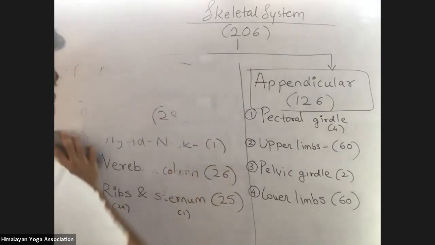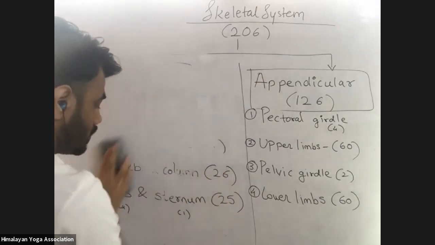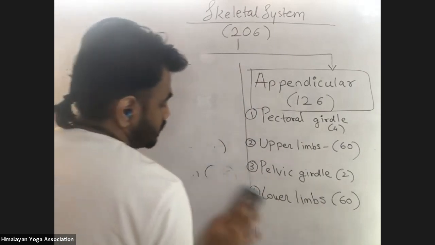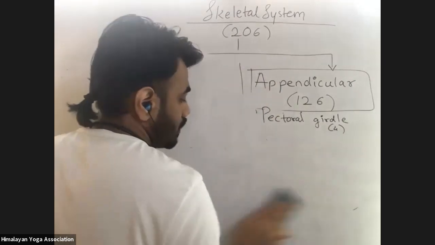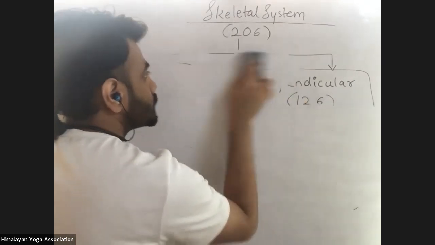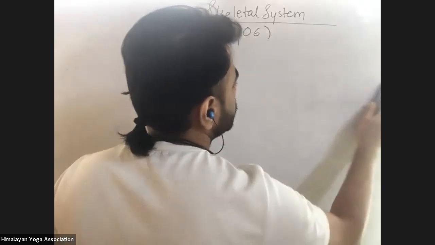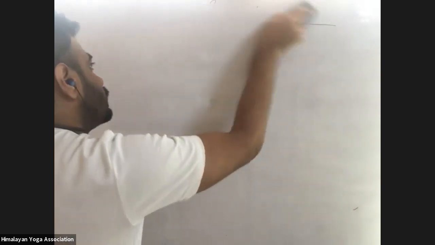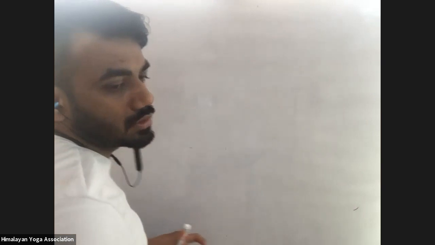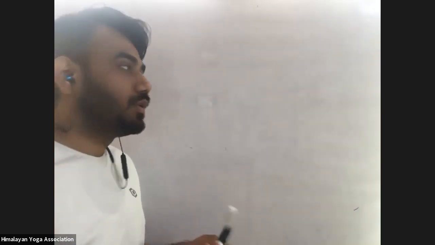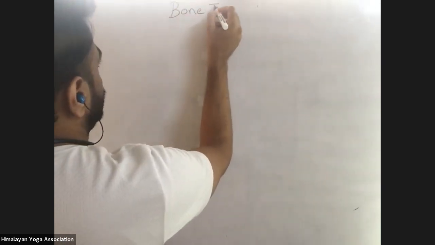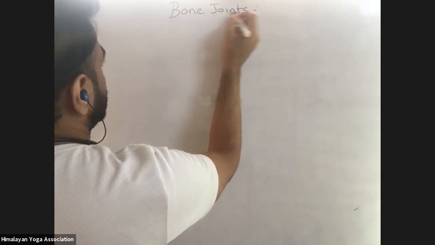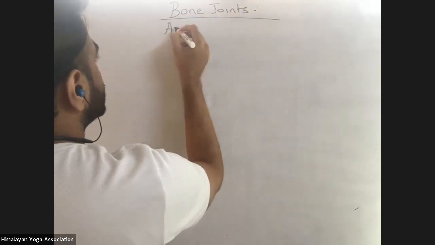I will erase this now and we will speak about bone joints. So bone joint is a simple term that is also known as articulation.